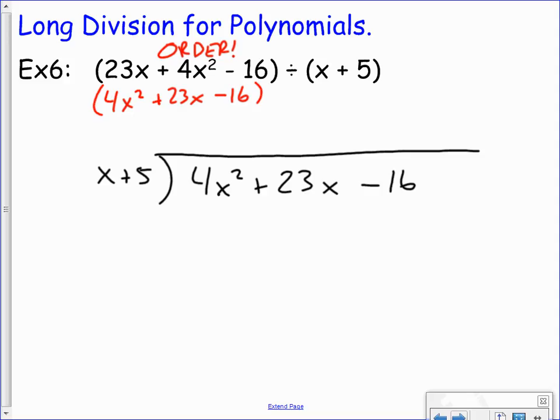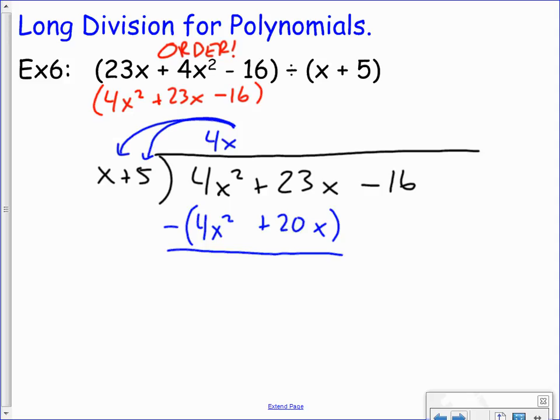So it's like whatever times x. Yes, love. So 4x. Exactly. Right? It's 4x. Then just distribute. The first one should be 4x squared plus 20x. Parentheses, subtract. The first one is 0. 23x minus 20. 3x. Right? Then bring down the negative 16 and start again.